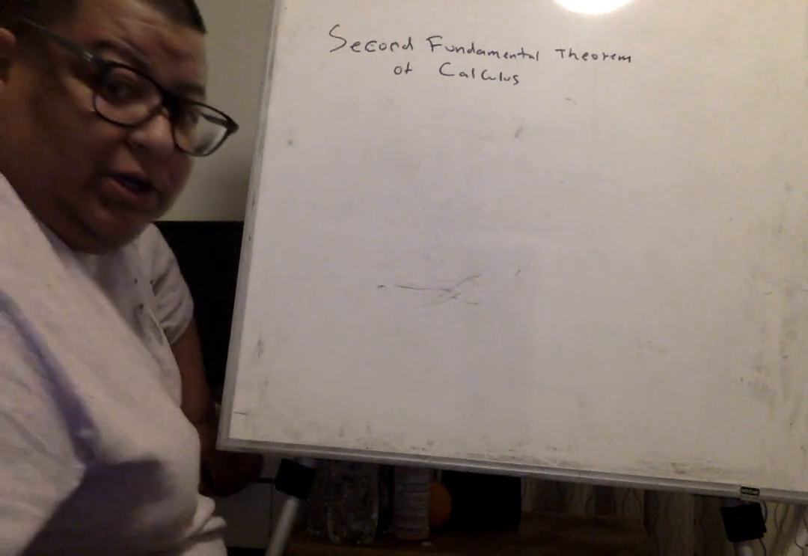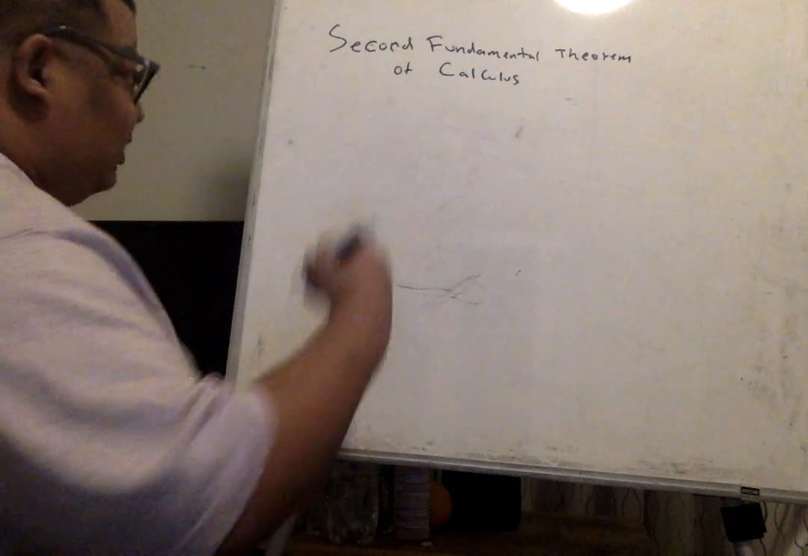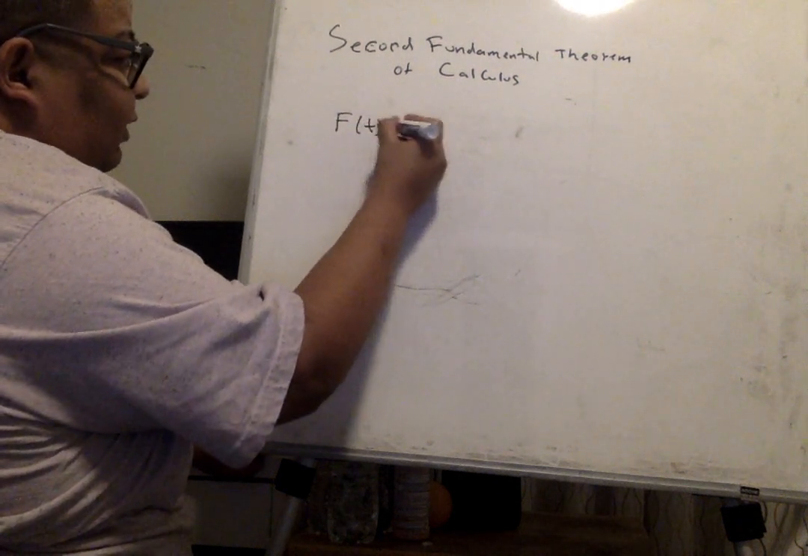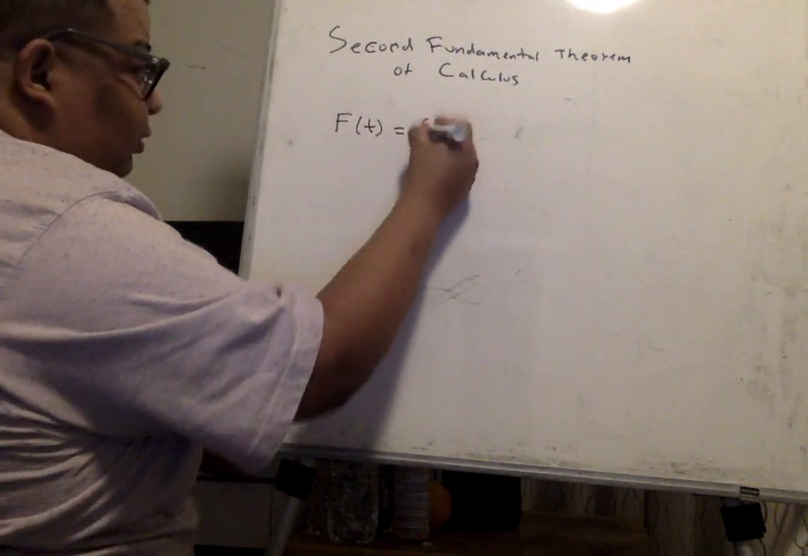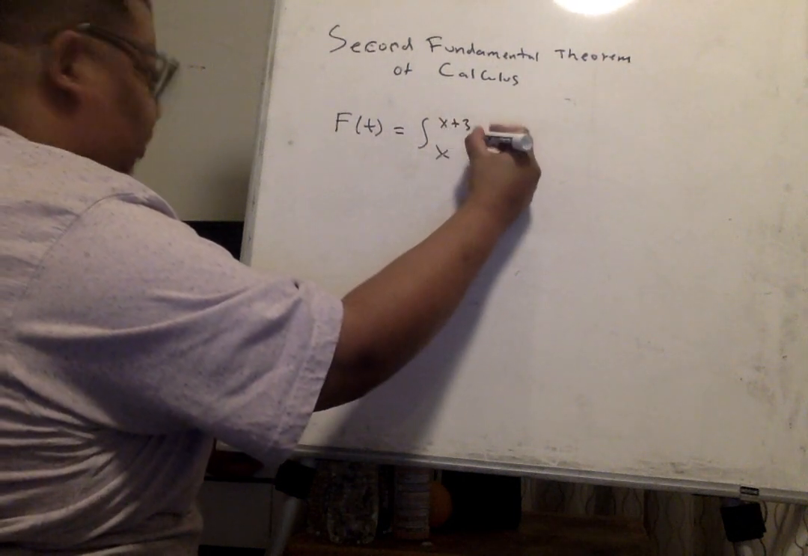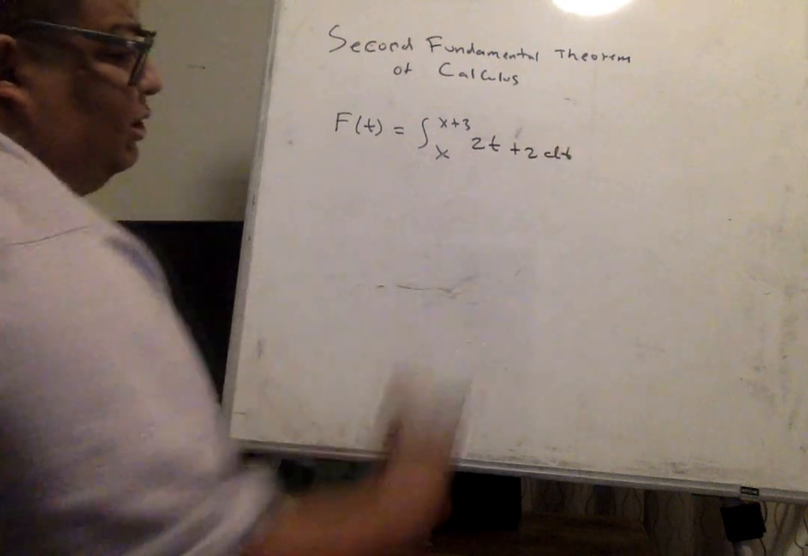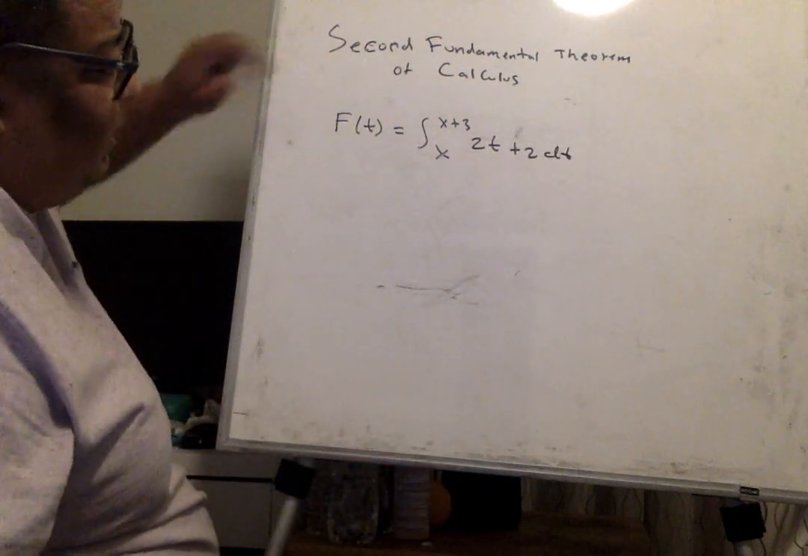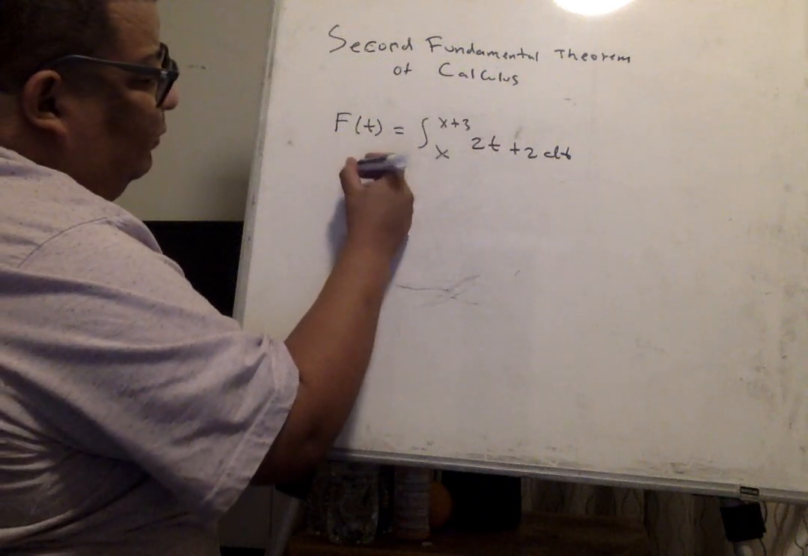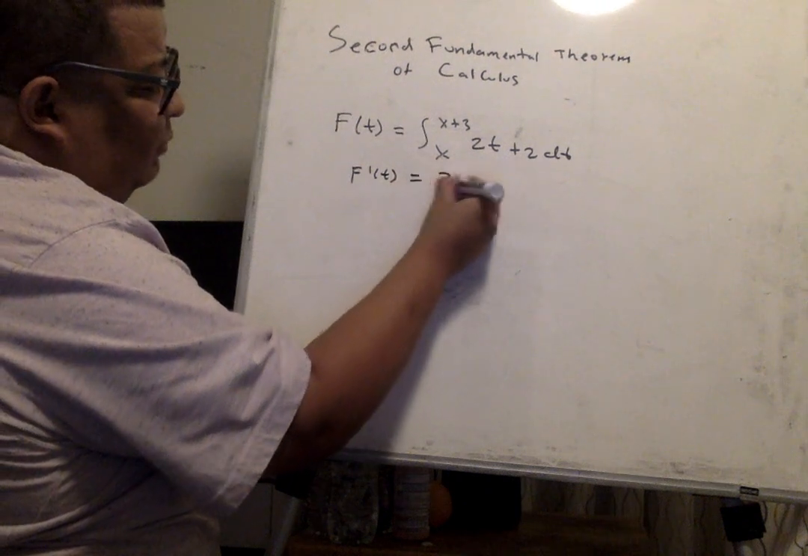So we're gonna practice with one example. The example that I want to talk about is this one. You let F of t, the function, equal the integral from x to x plus 3 of 2t plus t dt. So let's say I want to find, using the second fundamental theorem of calculus, F prime of t. What is F prime of t?